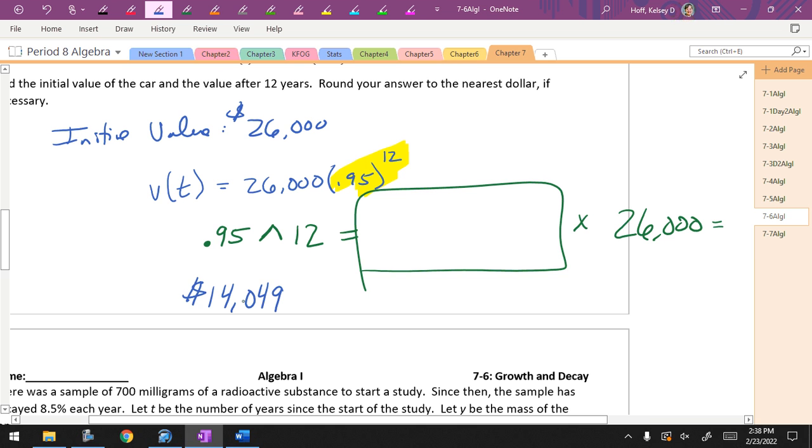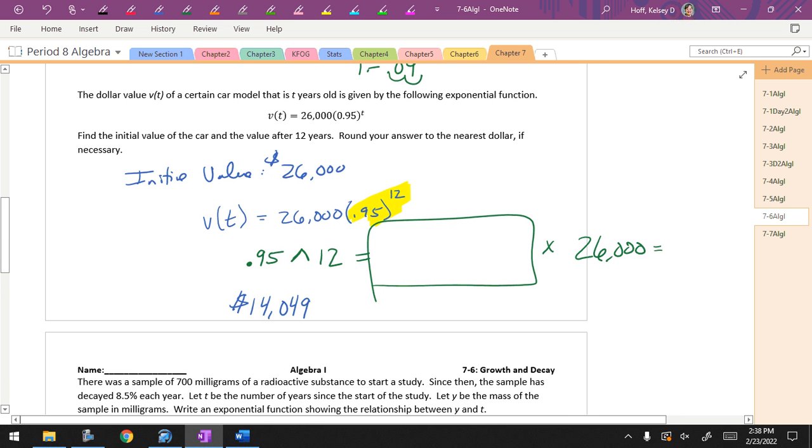So 49's good. Does it make sense that my value of my vehicle went down? Yeah, because your car depreciates. As much as we would love to say it gets more, it depreciates. In 12 years, they lost $12,000, almost. Questions? Okay, let's do the next one.